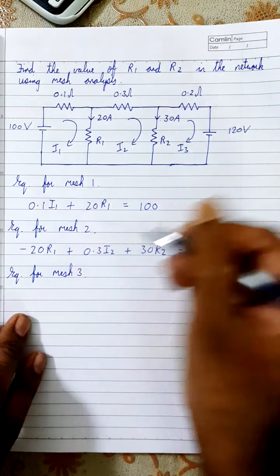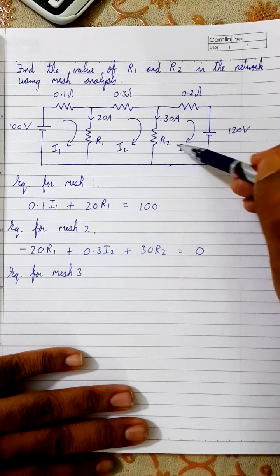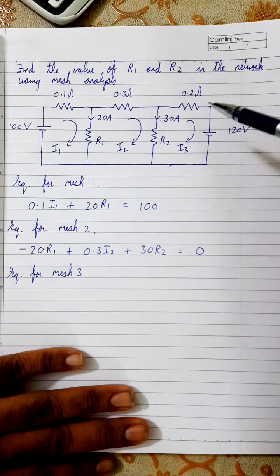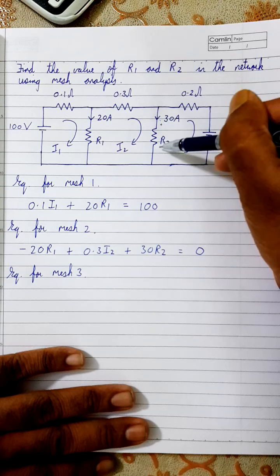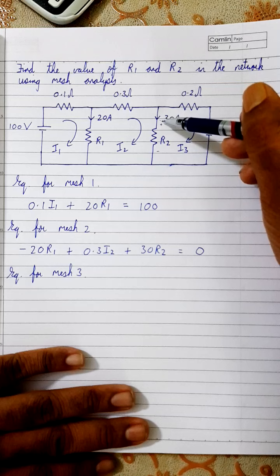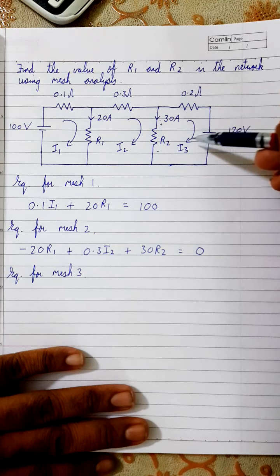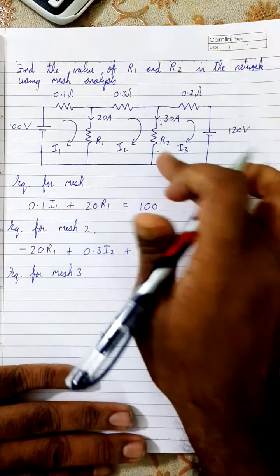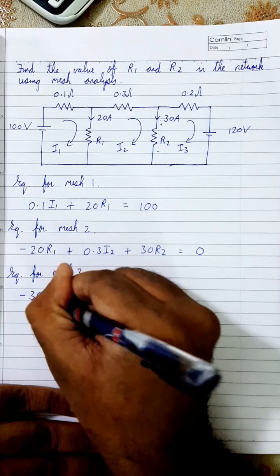Next, the equation for mesh 3. Here I3 is flowing opposite to that of 30 amperes, which means the potential difference is also opposite. According to this current, the potential difference is plus and minus; the current always flows from a higher potential to a lower potential, but the current that you assumed, I3, is flowing in the opposite direction of the potential difference, which means this is the voltage across R2 in mesh 3.